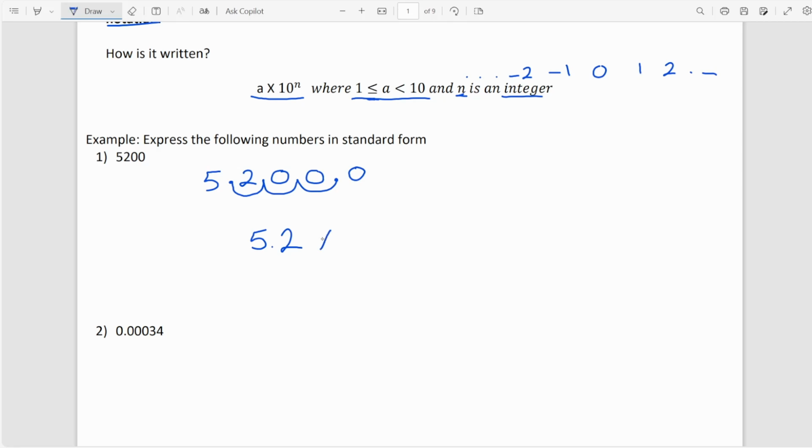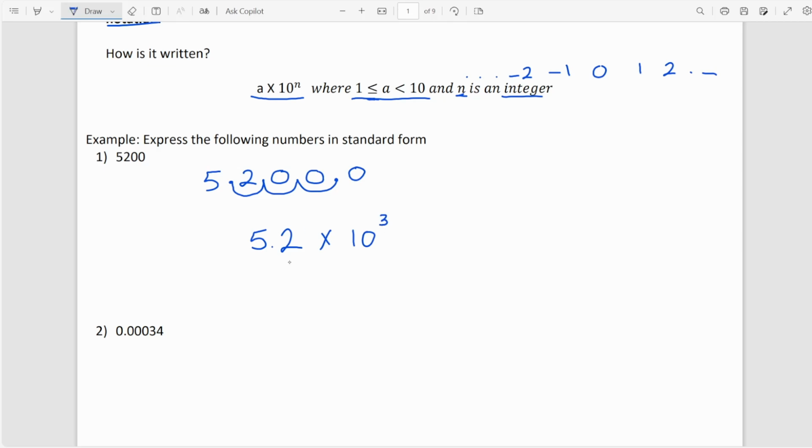And now we should multiply this by 10 to the power of the number of steps we took. How many steps did we take? We took 3, all right? But will it be positive or -3? The way you think about this is as follows. You see, we made the number smaller or bigger? We made it smaller, right? So we make the power bigger, which means 3, not -3, okay?